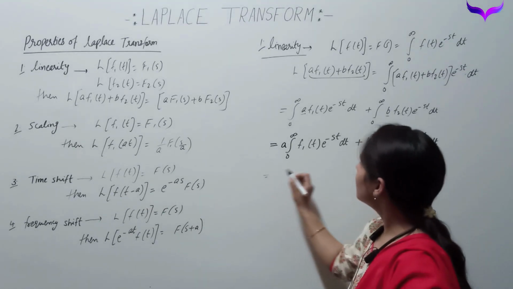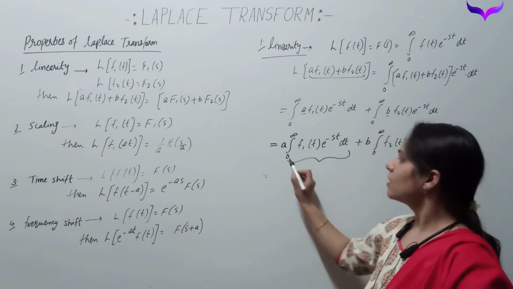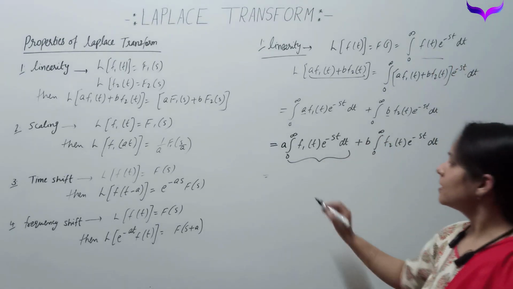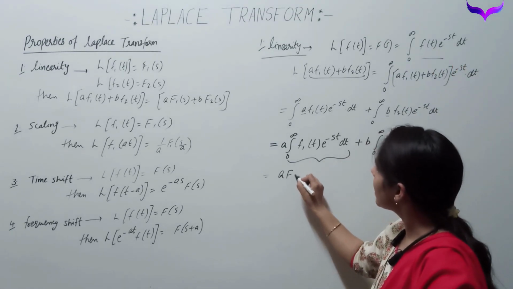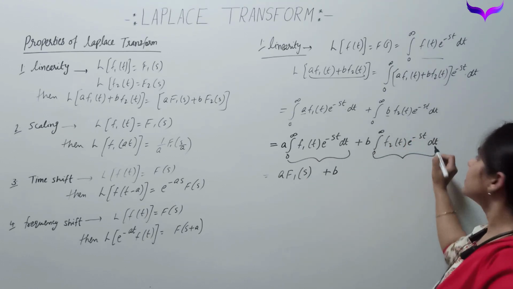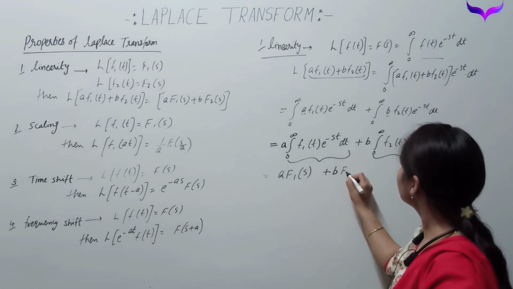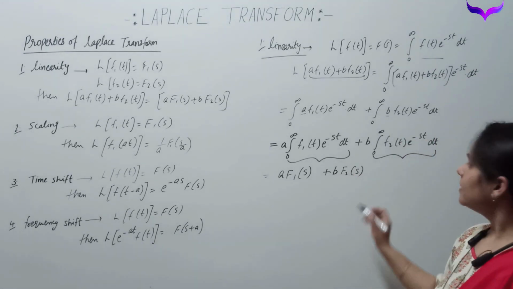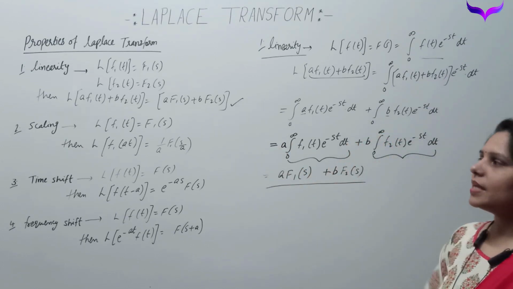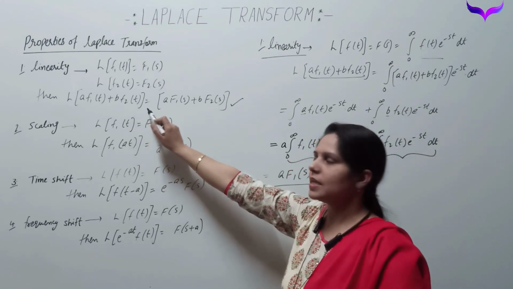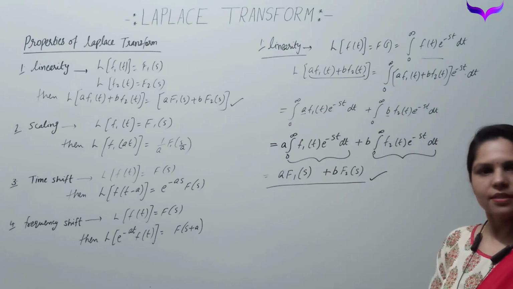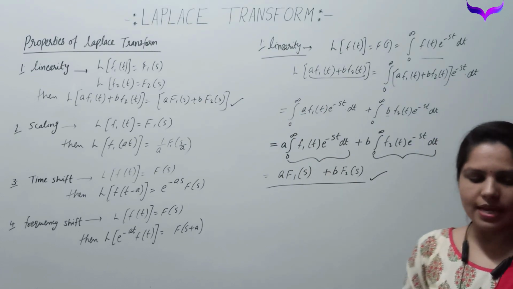Now see, what is this function? This is F1(s). If we compare it by the definition, this one with a, we can write it a F1(s). Plus b. Now what is this? This is F2(s), so b F2(s). And this is the expression which we want to prove. From this side, Laplace transform of a f1(t) plus b f2(t) is equal to a F1(s) plus b F2(s), and we have proved it. Now the second property, that is scaling.